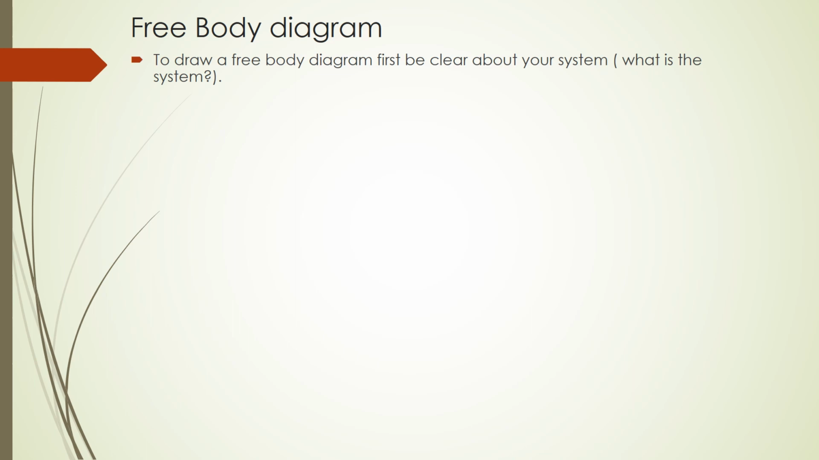Okay, one of the first things that you will need to learn when dealing with forces is how to build a free body diagram. This is really important. You're going to be using it for every single physics class you're going to take from now until you graduate. So, free body diagram. To draw a free body diagram, first be clear about your system. What is the system? Is the system a beam in a bridge, or is it the bridge itself? Whatever the system is, you need to be able to state it and state it explicitly.